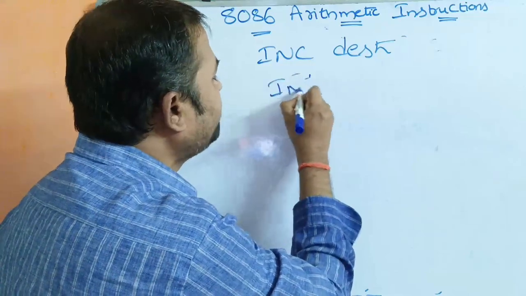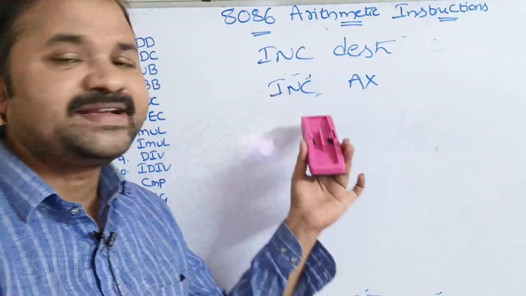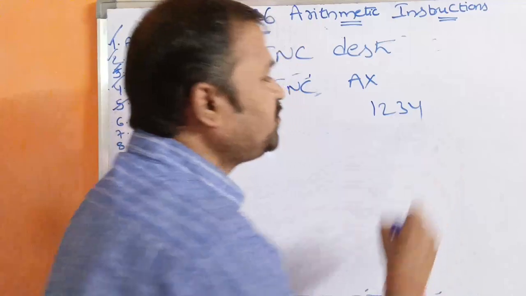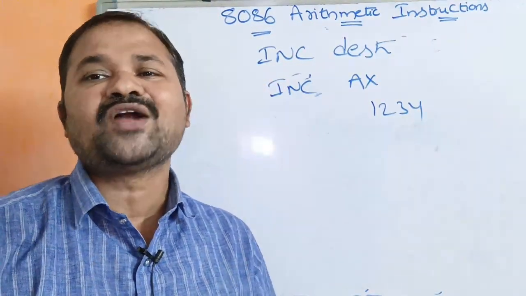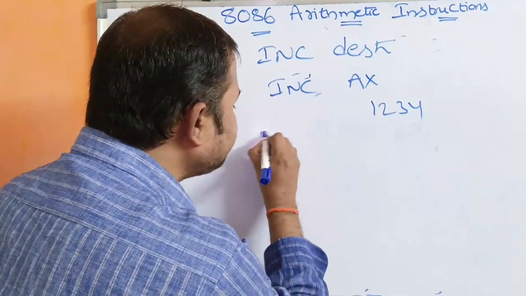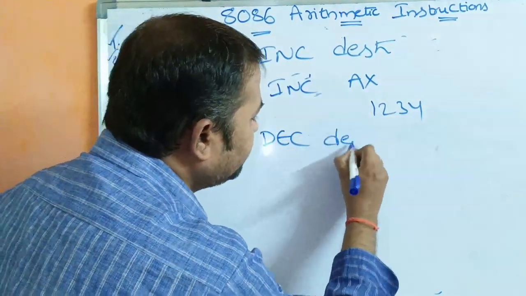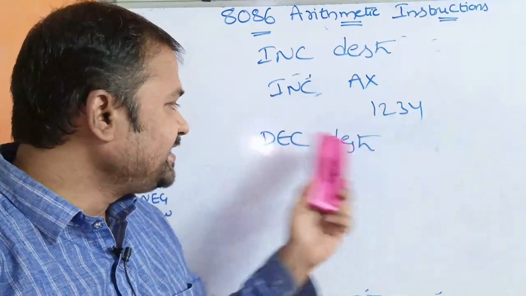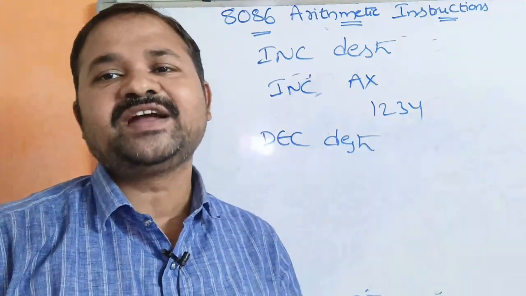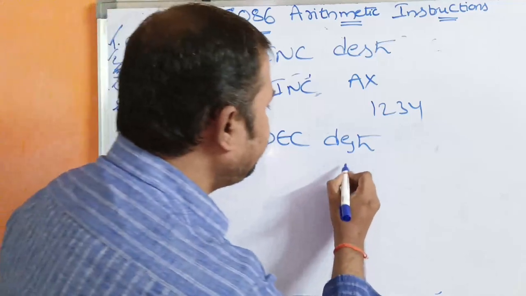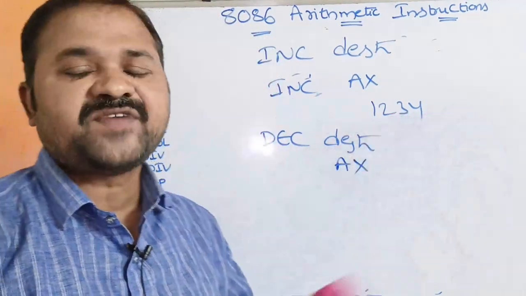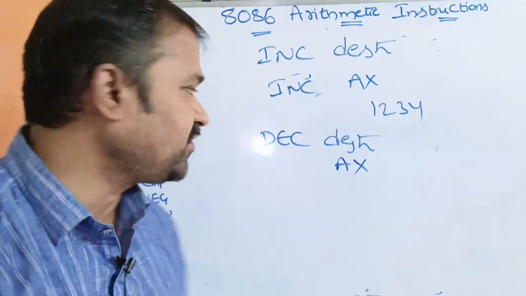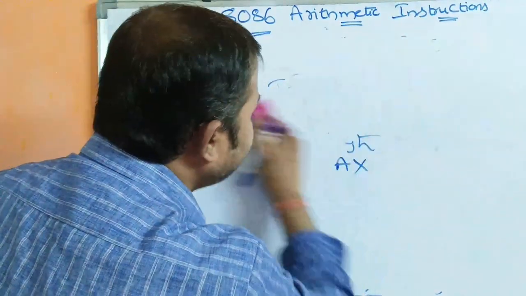Let us take some example. INC space AX. The INC instruction increments the contents of AX by 1. Let the content of AX be 1234. Now 1234 plus 1 means 1235. Okay. Next one is DEC. DEC destination. Here the destination can be either a memory location or register. DEC instruction simply decrements the contents of the destination by 1. Let us take DEC space AX. Let the AX value be 1234. So 1234 minus 1 will produce 1233 as the result. Okay. So this is about INC and DEC.